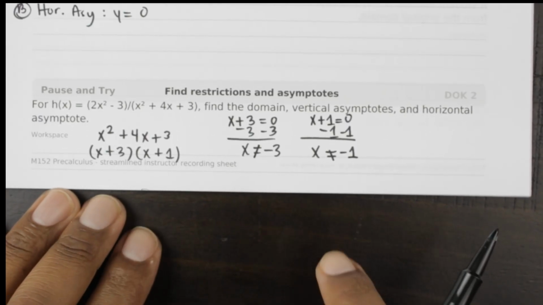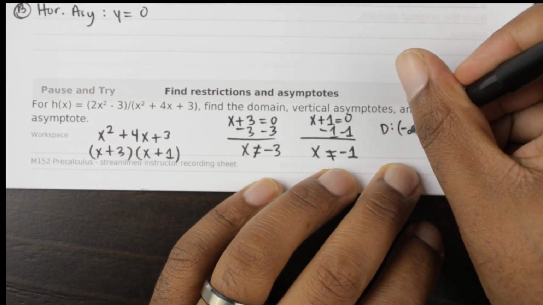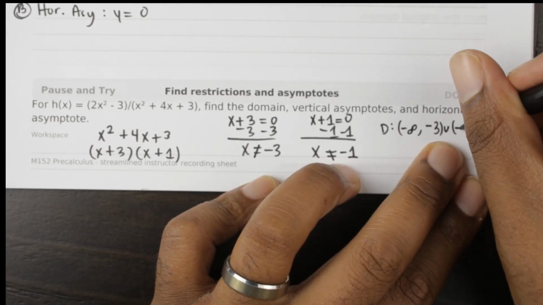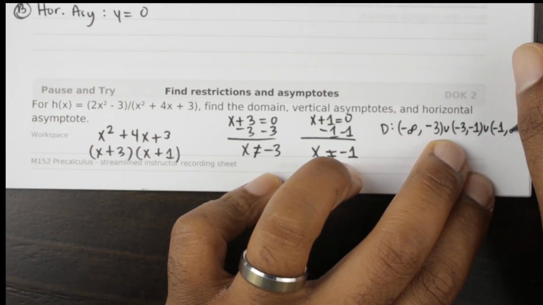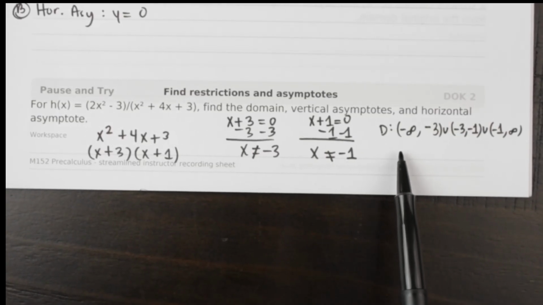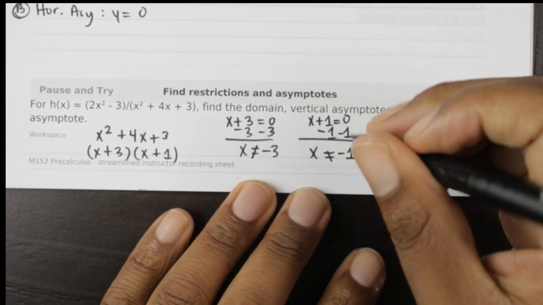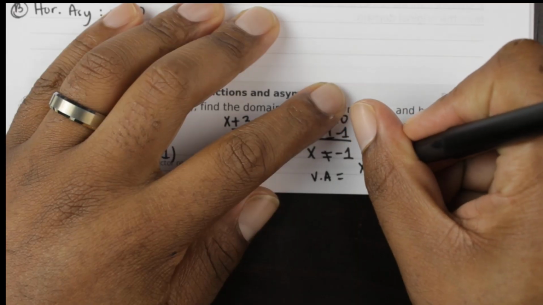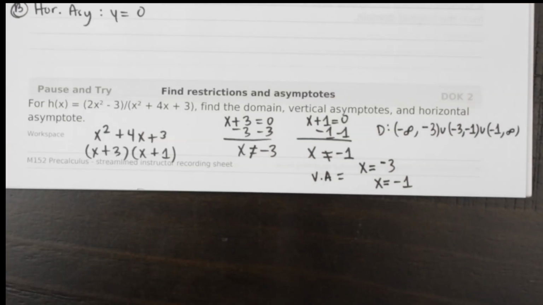Okay. So since that's the case, the domain is going to be negative infinity to negative 3, union negative 3 to negative 1, union negative 1 to positive infinity. Again, since nothing cancels with the numerator, both restricted values create vertical asymptotes. So in other words, I'm going to abbreviate this as VA. You'll have vertical asymptotes of x equals negative 3 and x equals negative 1.